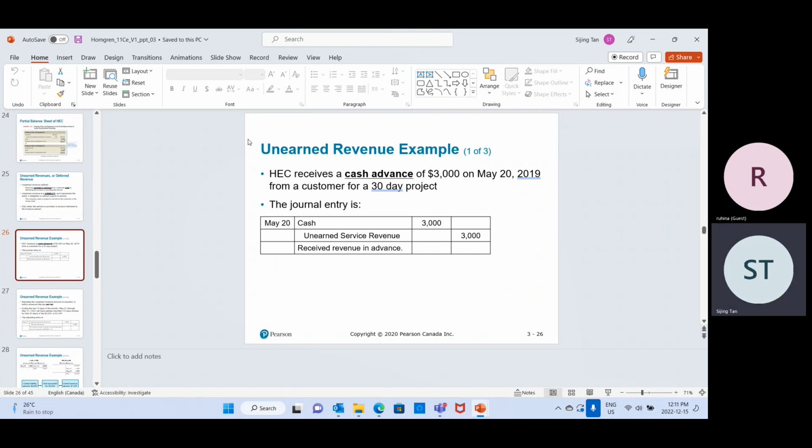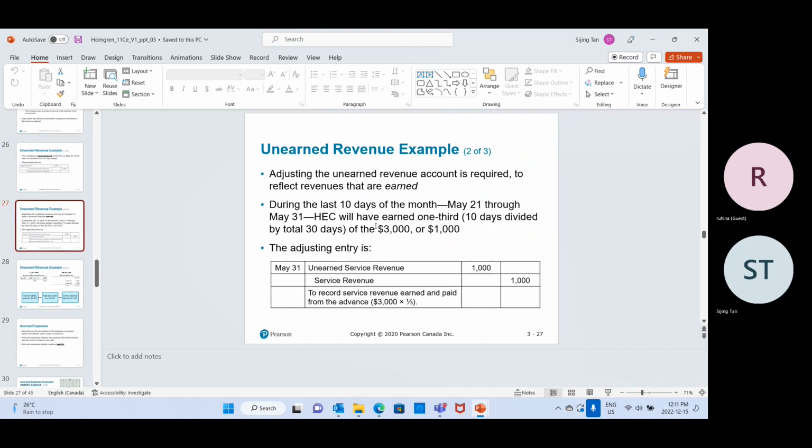So HEC received a cash advance of $3,000 on May 20th, 2019 from a customer for a 30-day project. So this is a 30-day project. $3,000 has been received already, but we haven't provided the service yet. So that is a liability, right? So the cash increased $3,000 and liability increased $3,000. When liability increases, it goes to the credit side. So debit cash, credit unearned revenue.